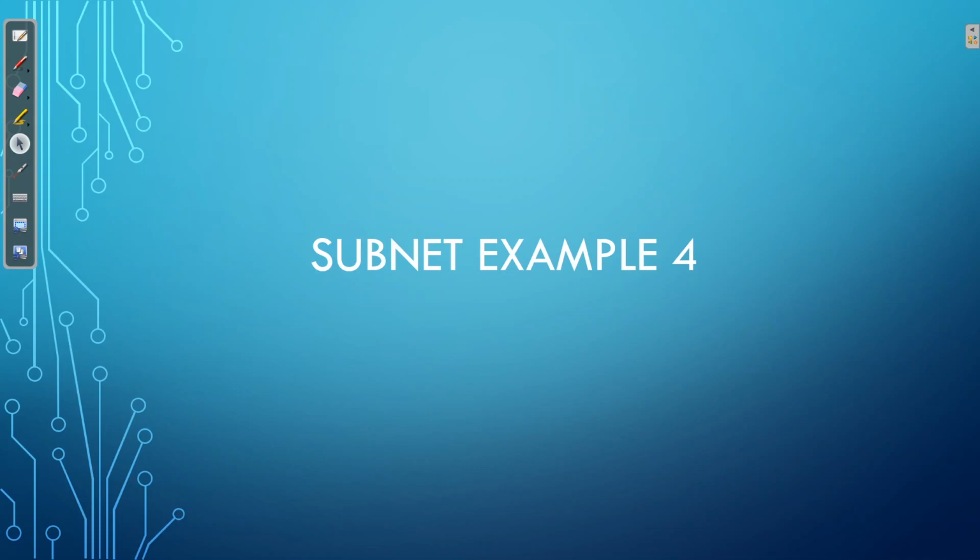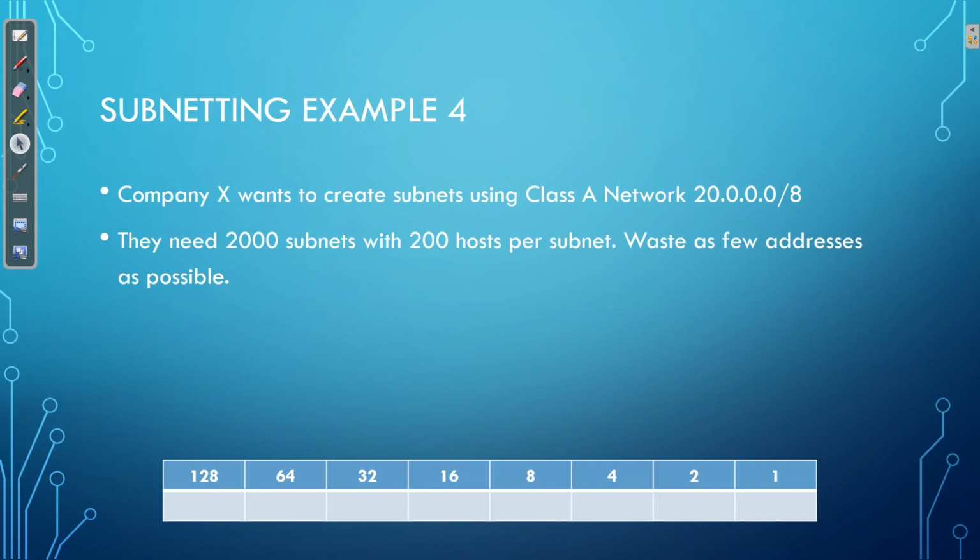In this video, we're on to Subnet example number 4, so let's dive straight in. Subnet example 4, Company X. They want to create subnets using class A network 20.0.0.0/8. They need 2000 subnets and 200 hosts per subnet, and we want to waste as few addresses as possible, meaning that the subnet mask we choose should waste as few addresses as possible, okay? So that means we don't want to have a large subnet where we've got loads of addresses wasted. We want to waste as few addresses as we possibly can.